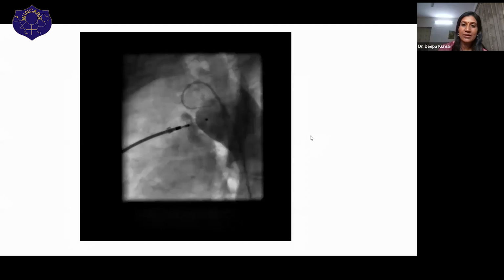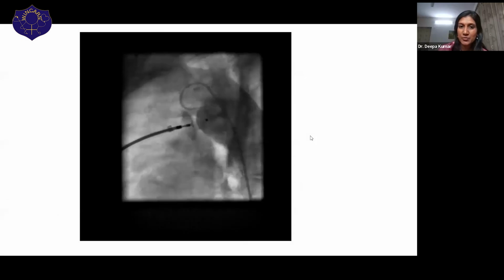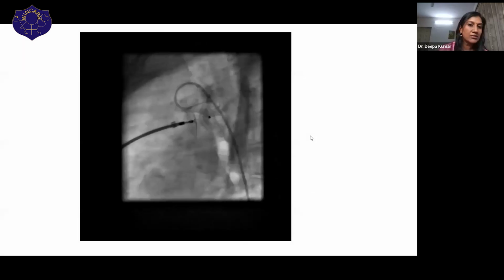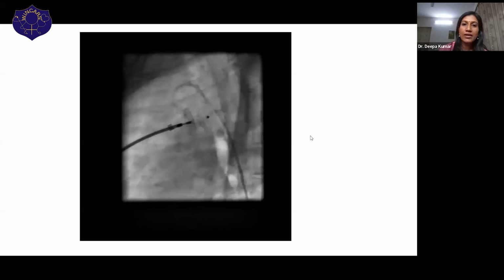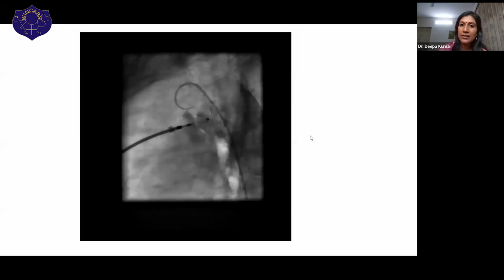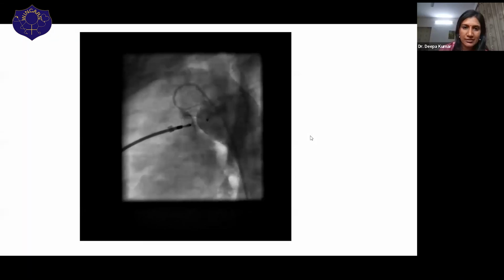So this is a large muscular VSD device that has been used to close a PDA. This is what we resort to when we have a large hypertensive duct. Basically, it should be a conical duct.